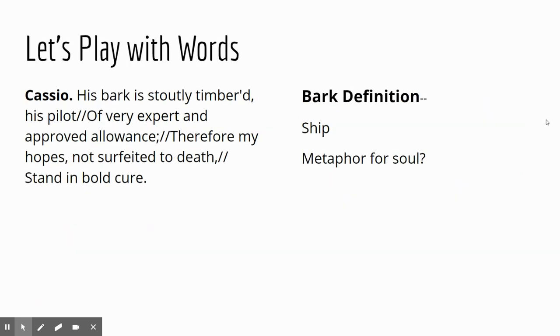One of the things that I've sometimes wondered about is this line that Cassio uses. We talked about the words at the beginning. We talked about the fact that perhaps people who are teaching a Shakespeare class sometimes go further than Shakespeare ever intended, and I'm about to commit that sin right now. "His bark is stoutly timbered, his pilot of very expert and approved allowance. Therefore my hopes, not surfeited to death, stand in bold cure." In some ways, this strikes me as a peculiarly Christian speech. And we talked about reader response literature. Perhaps this is my putting things in here that Shakespeare never intended.